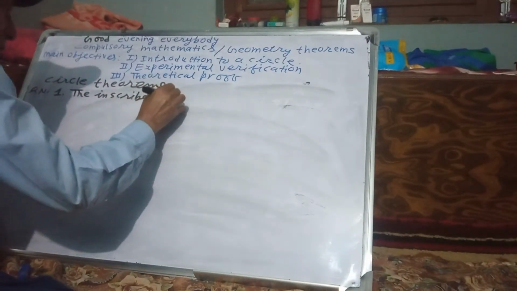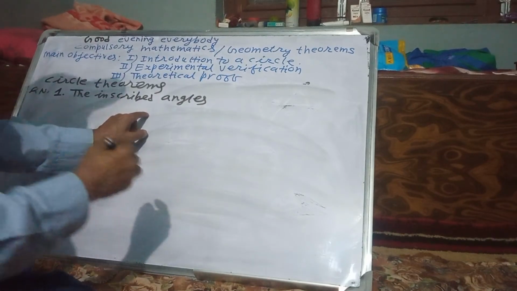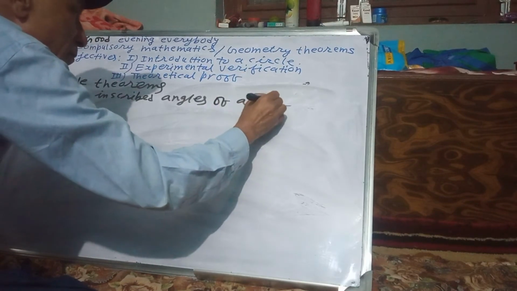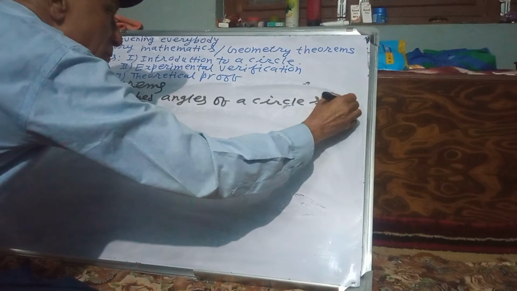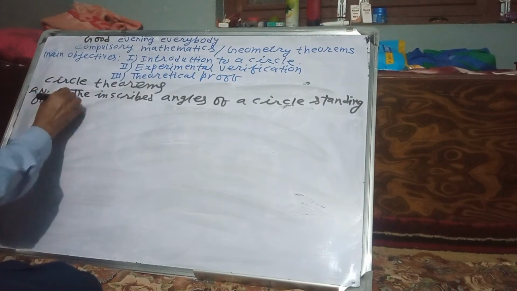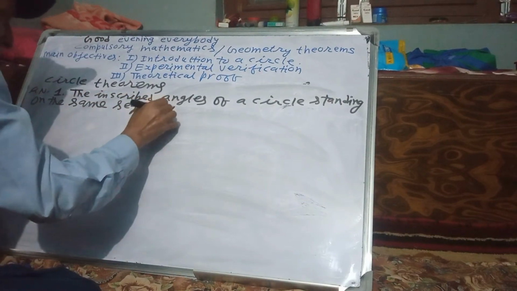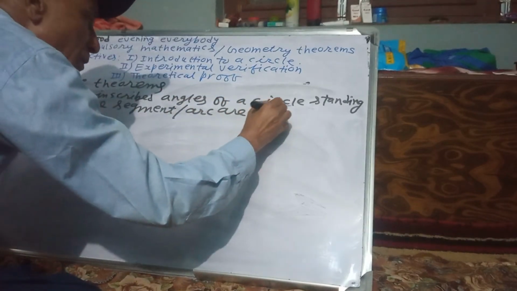The inscribed angles, the inscribed angles means angles at the circumference, of a circle standing on the same segment or same arc are equal.